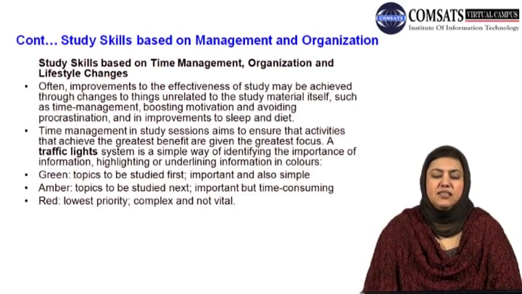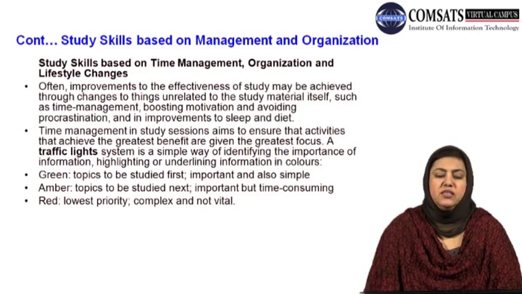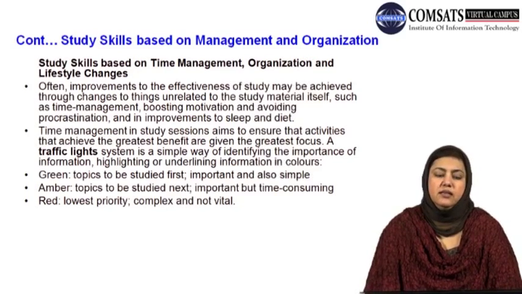Generally, a traffic light system is a simple way of identifying the importance of information, highlighting or underlining information in colors: green, amber and red. Green: topics to be studied first, important and also simple. Amber: topics to be studied next, important but time consuming. And red: lowest priority, complex and not vital.